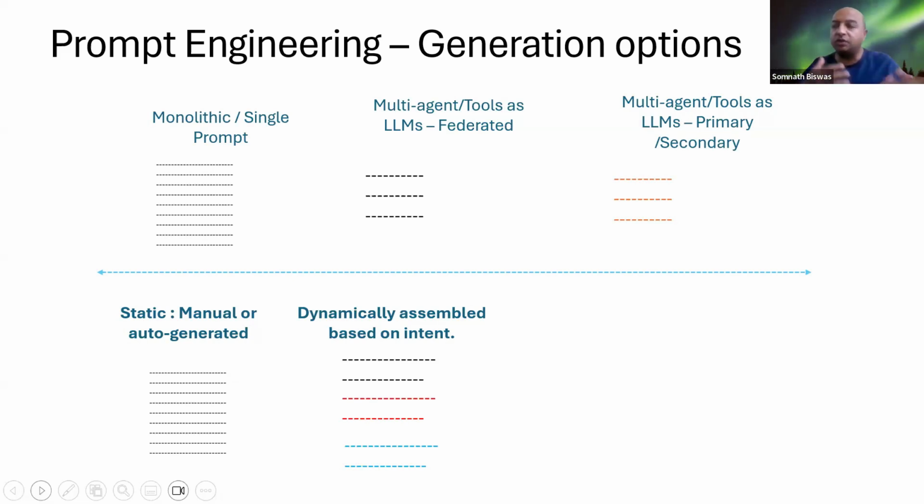In some complex cases, it'll probably be 30 to 40%, but it's a significant reduction that you can bring about once you know what the intent is, and you're just assembling the prompt that is meant to handle that particular request, as opposed to the entire piece.